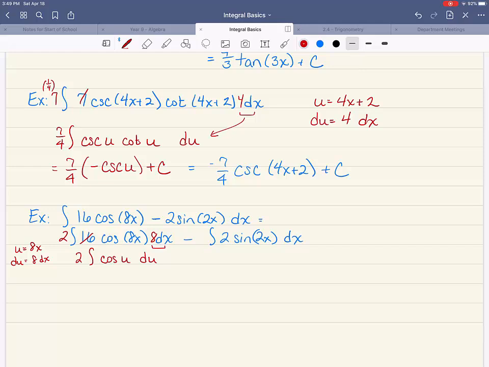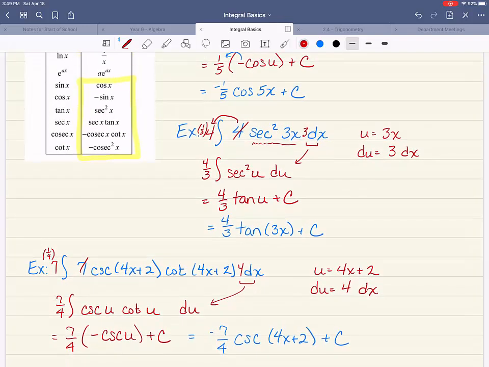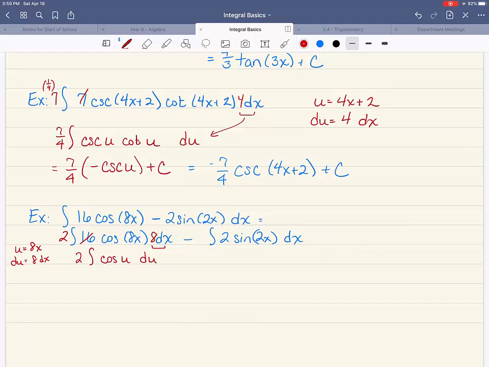All right, so now, where is cosine in my list? Cosine, right here, happens to be the integral of sine, plain sine. So this will become 2 sine of u. And I'm not going to put the plus c. I'm going to wait till the very end and do, well, actually, let's go ahead and put it plus c. And then that becomes 2 sine of 8x plus c. So that one's done.